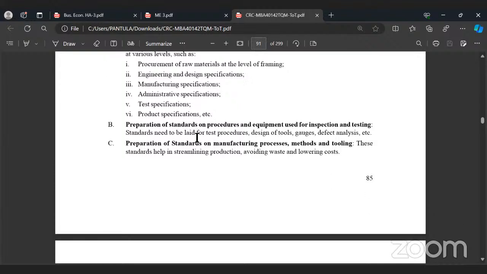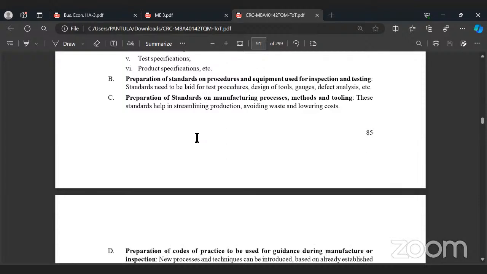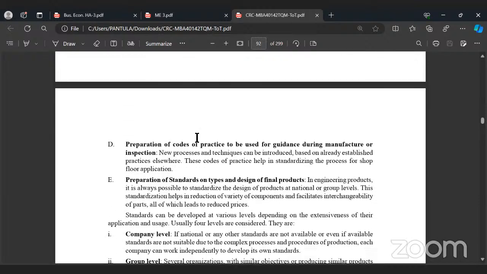Next, preparation of standardized procedures and equipment used for inspection and testing. So they use standard procedures and tools. Next, standard manufacturing processes and methods of tooling. What are the methods and tools they use? And preparation of codes of practice to be used as guidance during manufacturing. So here they give some kind of instructions, displayed in the manufacturing units.